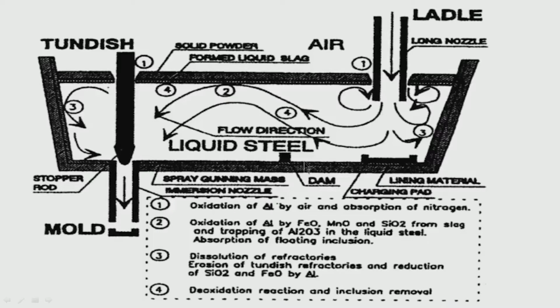So, for that we can use some flow control devices like dam and weir in the tundish. These will allow the liquid steel to take a circuitous route. It will not straight away come from here and go into the exit of the tundish. So, it allows the liquid steel to remain in the tundish for some time.